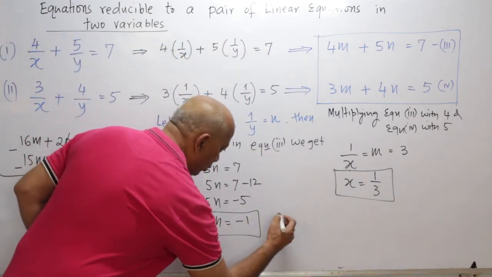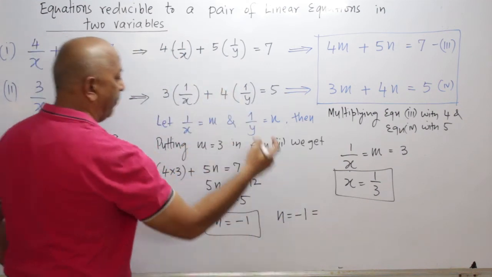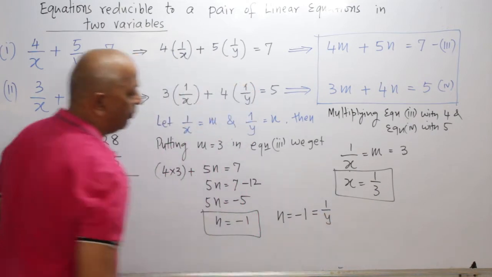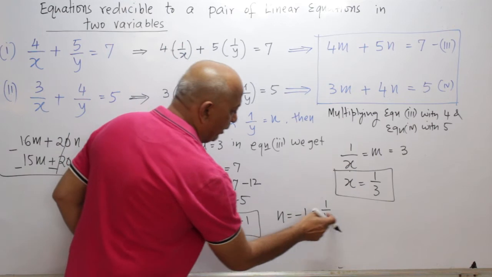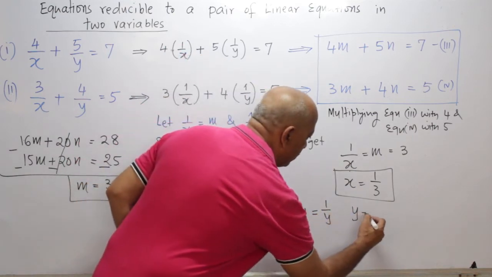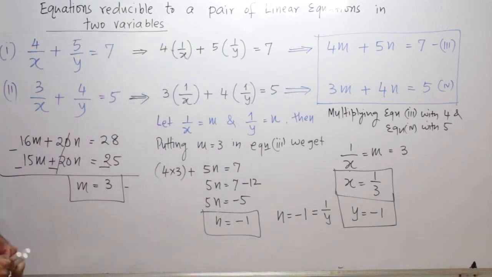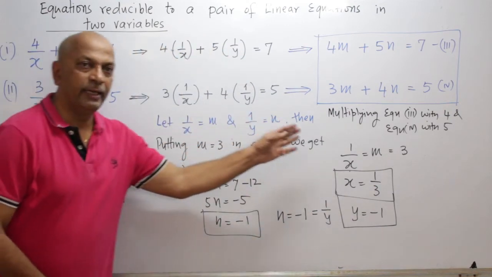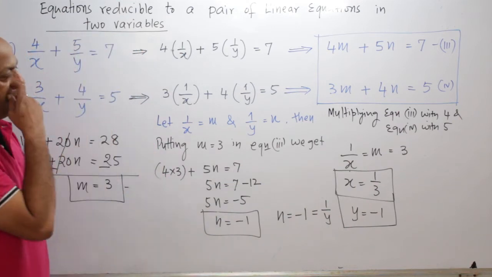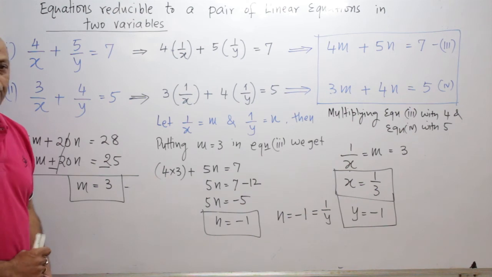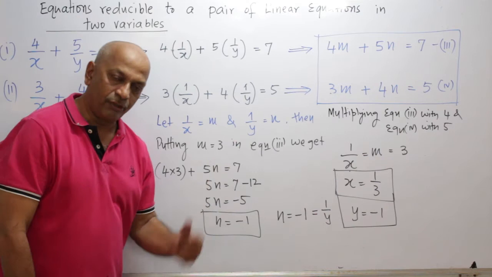And n is equal to minus 1. And n is equal to what? 1 upon y. So I'll take y on this side and minus 1 on this side. So I'll get y is equal to minus 1. I think now you are getting this particular equation solved. So this is the easier method by converting a non-linear equation into linear equation.